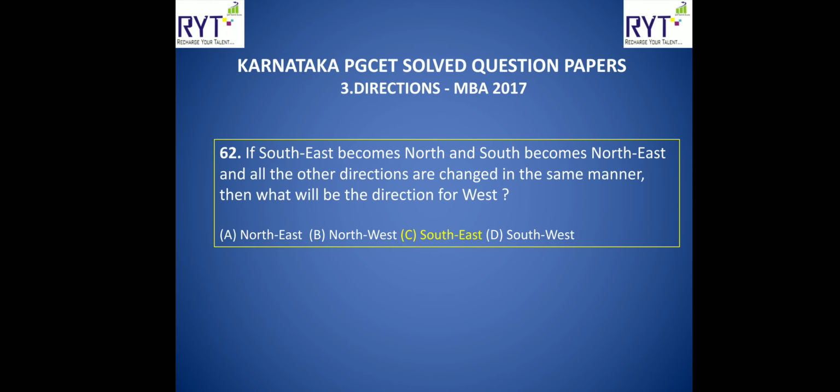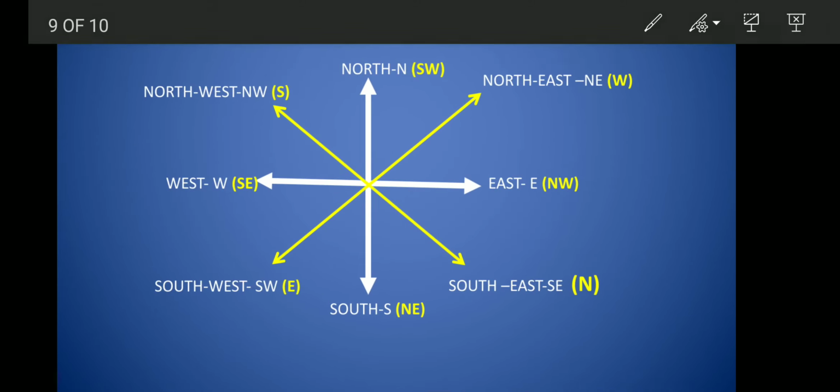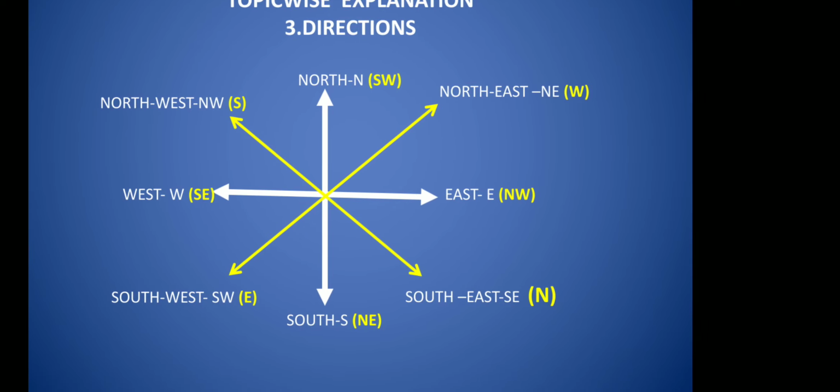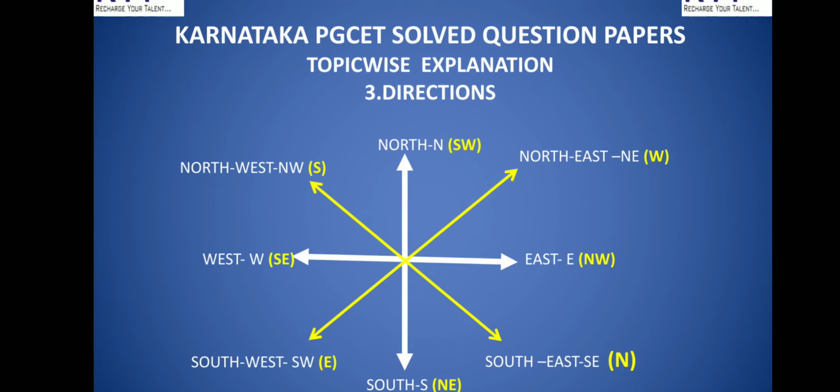Let us go to the next question from MBA 2017. If southeast becomes north and south becomes northeast and all other directions are changed in the same manner, what will be the direction for west? We have to look at this diagram now. What they said initially is if southeast becomes north. So this is southeast, southeast becomes north. In the bracket I have written what it becomes, not the original one, the changed one. In the bracket I have written north. So if southeast becomes north, this northwest will become south, the opposite side will become south.